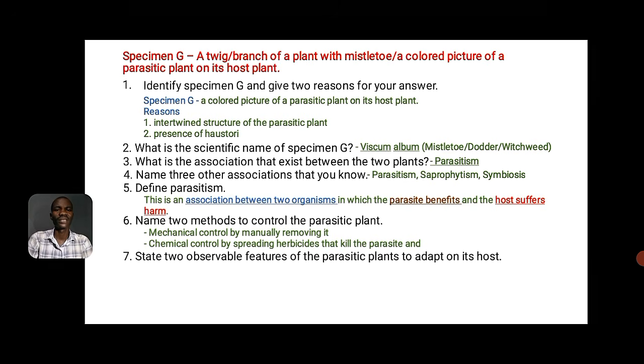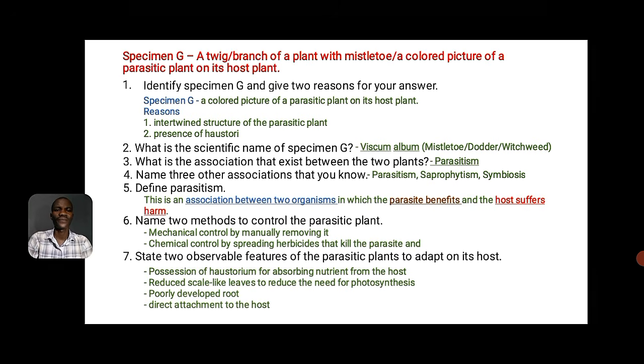Number 7, state 2 observable features of the parasitic plant to adapt on its host. We have so many here. Possession of haustorium for absorbing nutrients from the host, reduced scale-like leaf to reduce the need for photosynthesis. Number 3, poorly developed root. Why? Because they already have haustorium that can get more nutrients from the host plant, so the roots are poorly developed. Direct attachment to the host, so they are directly attached to the host.